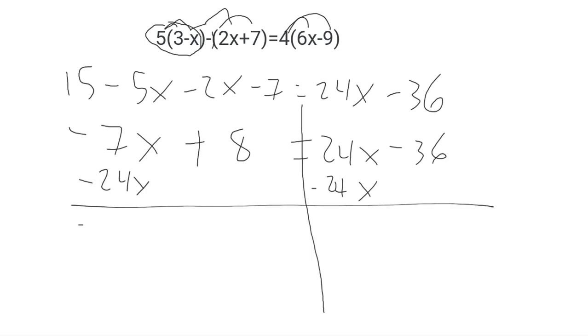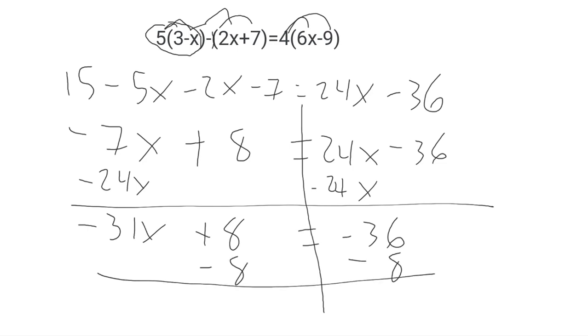And I get negative 31x. And then I rewrite everything else. Next, I'm going to subtract 8 from both sides. And I get negative 31x is equal to negative 44.